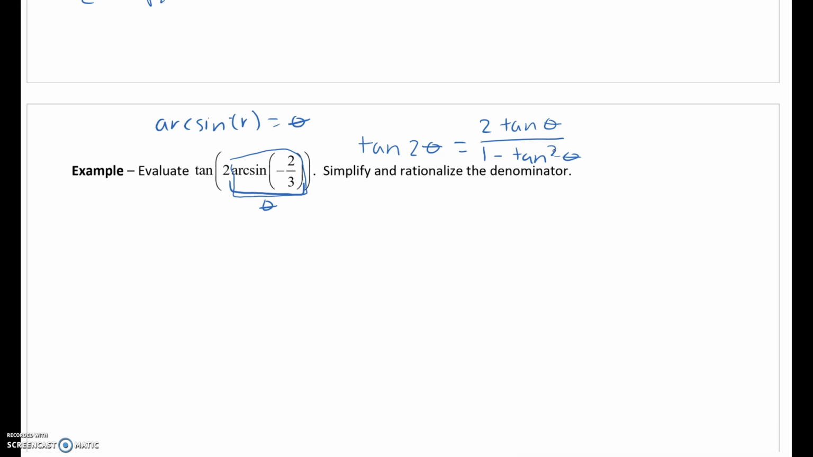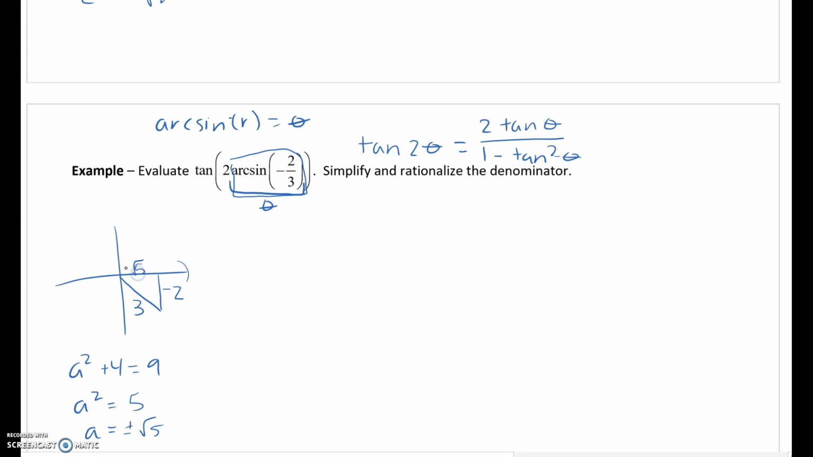So again, we have a ratio. We don't know what that angle is, but we're trying to find the tangent. So we need to draw a triangle. It says the arcsine is negative 2/3. So arcsine can either be in the first or the fourth quadrant. If it's negative, it needs to be in the fourth quadrant. So sine is opposite, so negative 2 over hypotenuse. We need to find the tangent, so we need to find the adjacent side. So you have a squared plus 4 equals 9. a squared equals 5. a equals plus or minus square root of 5. We're in the fourth quadrant, our x value is positive, so we're going to use the positive square root of 5 for that one.